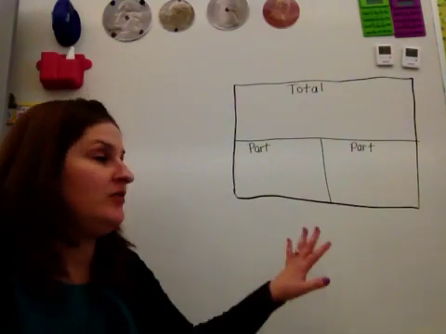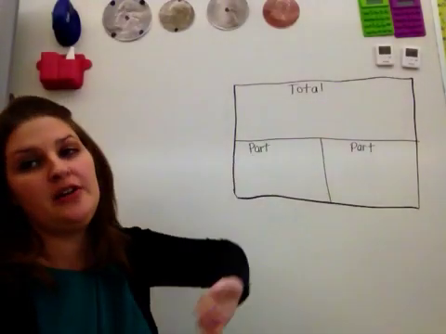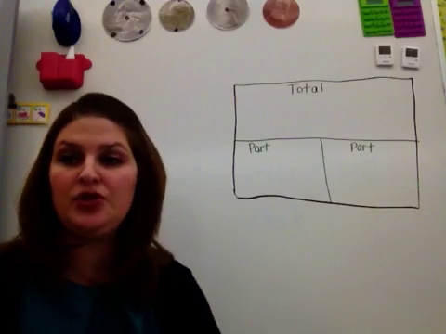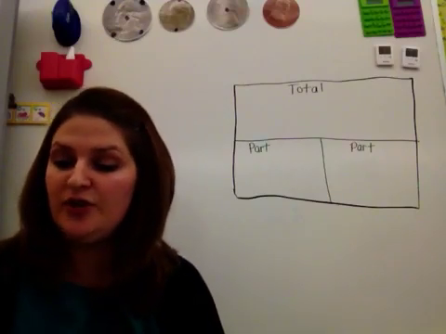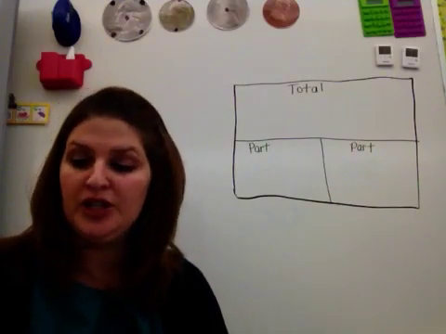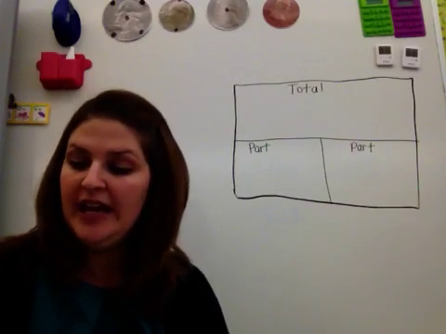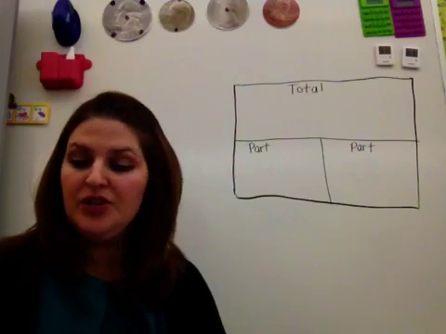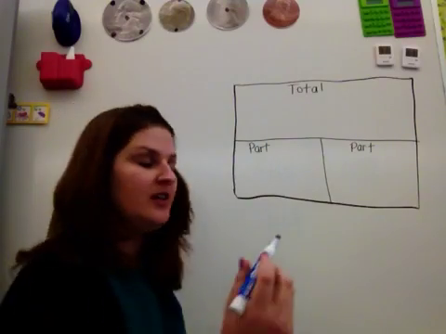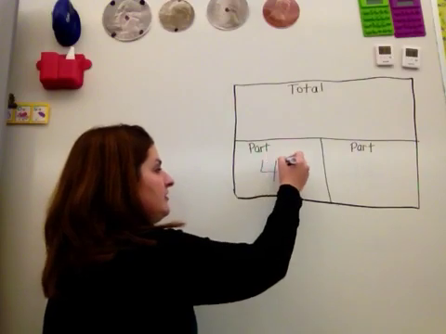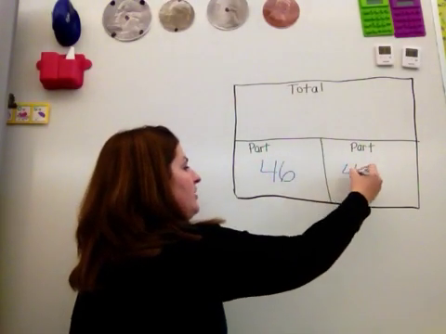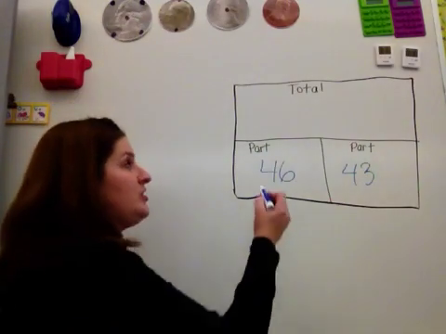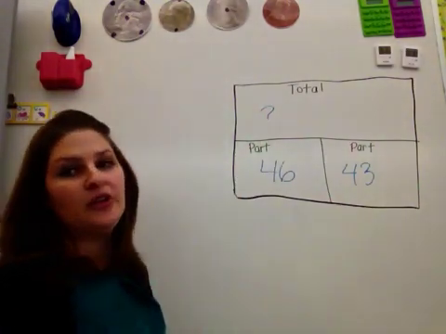We are going to be filling out the part total diagram to help us. So we're going to randomly pick 2 items to purchase. The first one we're going to purchase is the telephone, which is $46, and the camera, which is $43. So our 2 parts are 46 and 43. We want to know how much both of these cost, so we don't know what our total is.